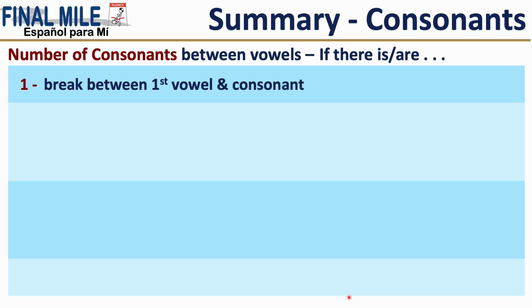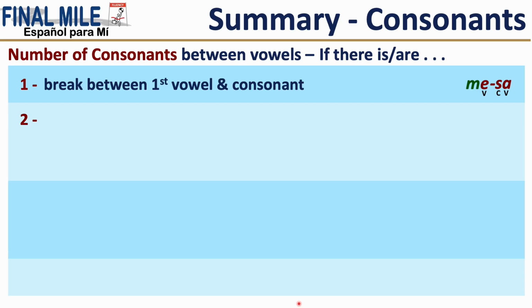Okay? If there is one consonant, you break between the vowel and the consonant, right? Because you want to give it to the following vowel so that you don't start a syllable with a vowel. As in mesa, vowel, consonant, vowel. So you are going to give the consonant to the following vowel so you don't have to start a syllable with a vowel. Okay? So that's if you only have one.